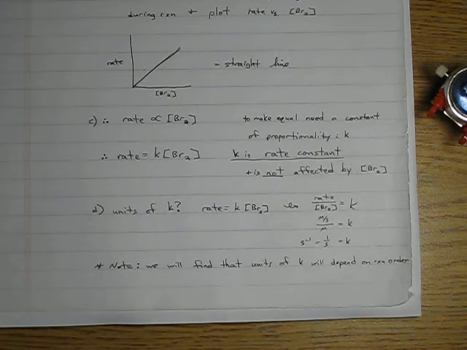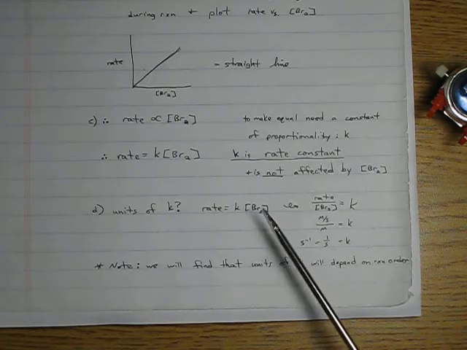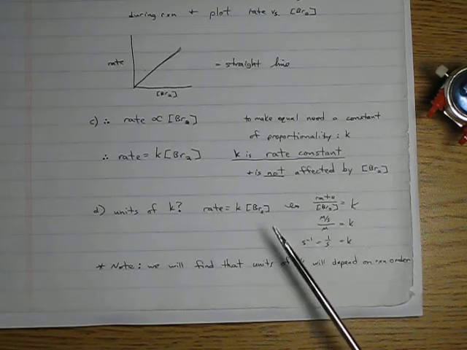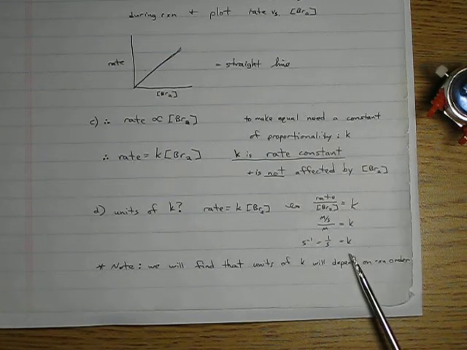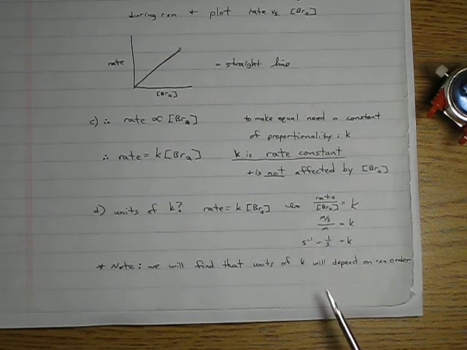A little glimpse into the future here. This is a first order reaction, and anytime you have a first order reaction where the rate is only dependent on the concentration of one thing to the first power, something we'll get to, you will find that the rate constant has units of seconds to the minus 1.